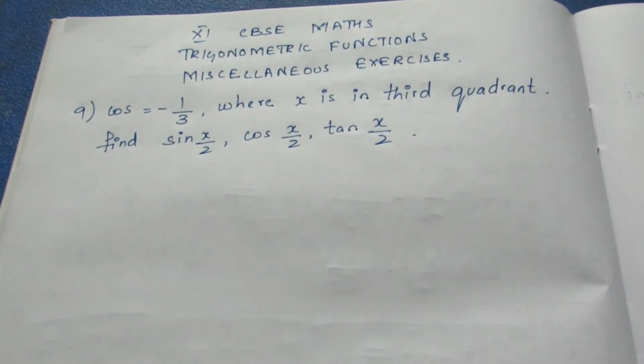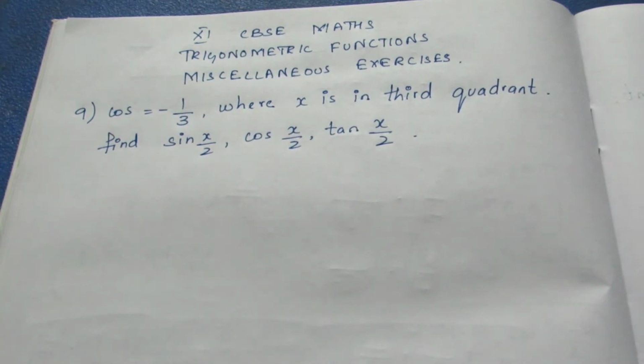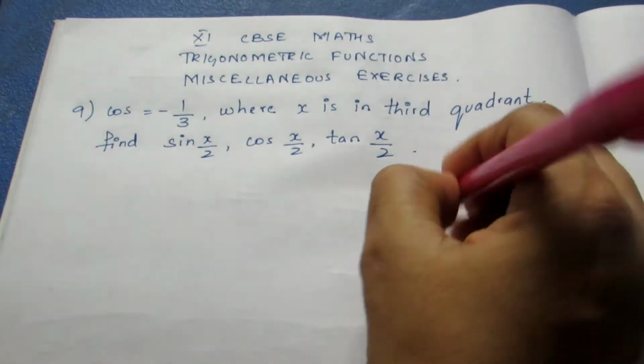Today we are going to see 11 CBSE Maths Trigonometric Functions Miscellaneous Exercise question number 9. Here the question is cos x equals minus 1 by 3, where x is in the third quadrant. We need to find sin x by 2, cos x by 2 and tan x by 2.